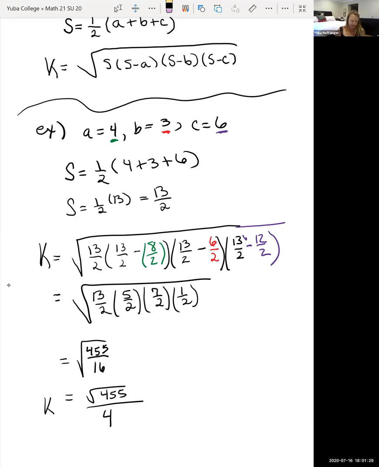So that's the exact form. The estimated form is about 5.33. Didn't say anything about units, so I'm just going to leave it like that.